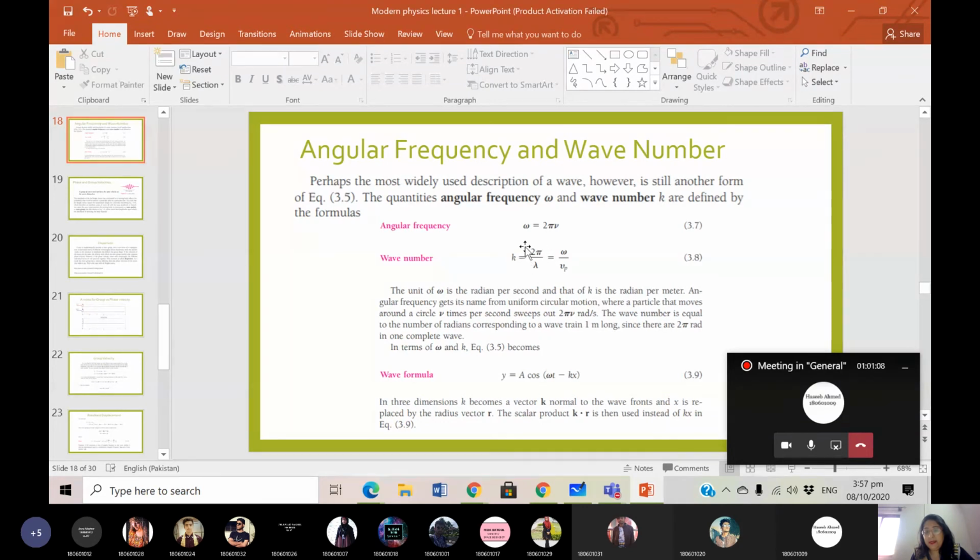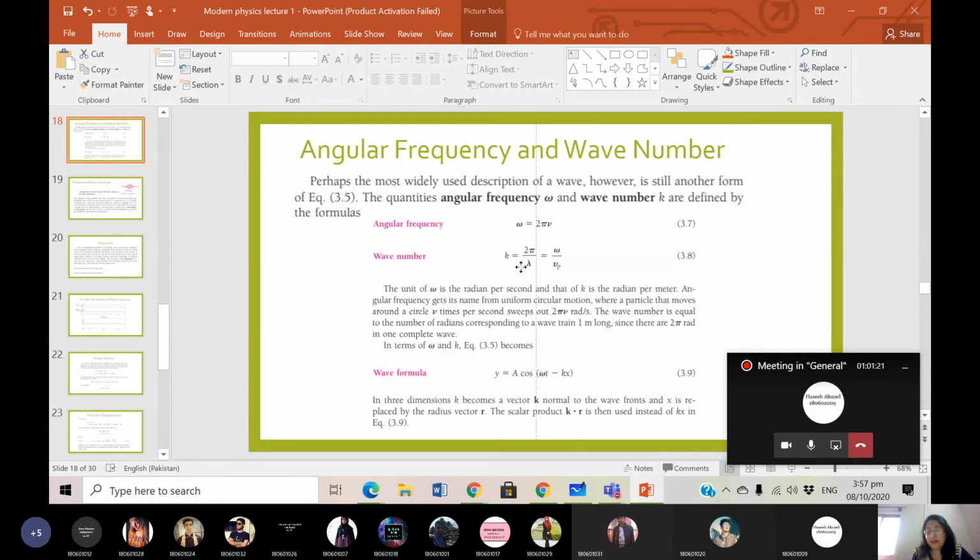2 pi is the amount of radians that you move in one wavelength. For example, if the wavelength is 10 meters, 2 pi over 10 will give you a number, which is the number of radians the wave has moved in 1 meter of the wave. If the wave has moved 1 meter along the x direction, then this is the amount of radians it has traversed.